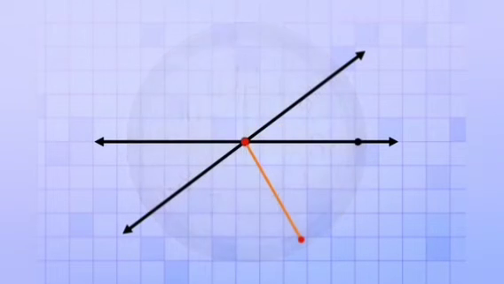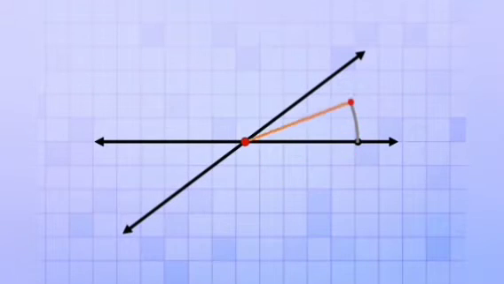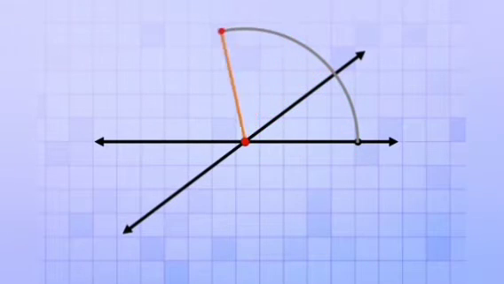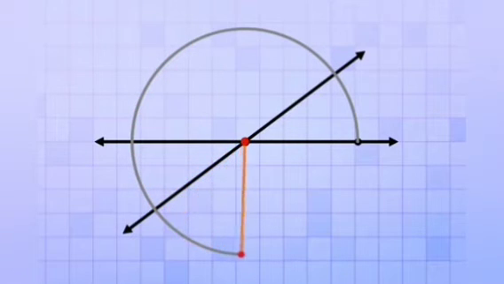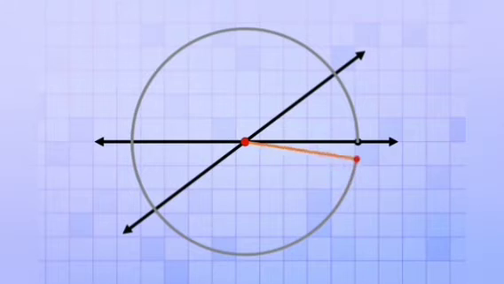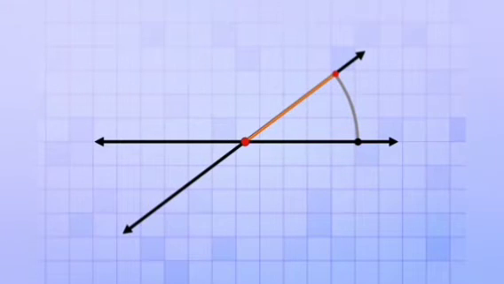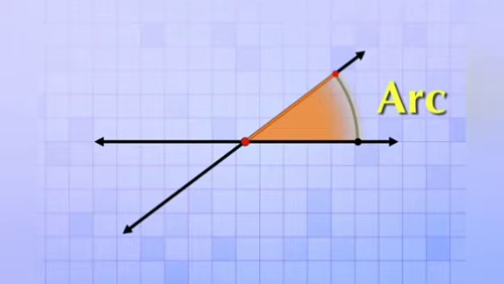Now let's imagine that we can rotate this line segment through the point, and it leaves a path as if a pencil was attached to it. The path that is left when we rotate the line segment all the way around forms a circle. But if we only go part way around and it forms part of a circle, that is called an arc. This arc forms an angle between the two lines.